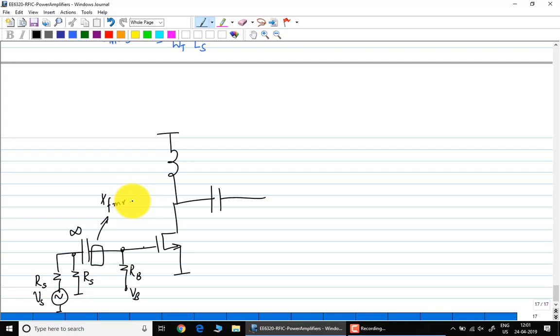Any other options? So you just lose voltage gain. Okay. Now what about matching at the output?